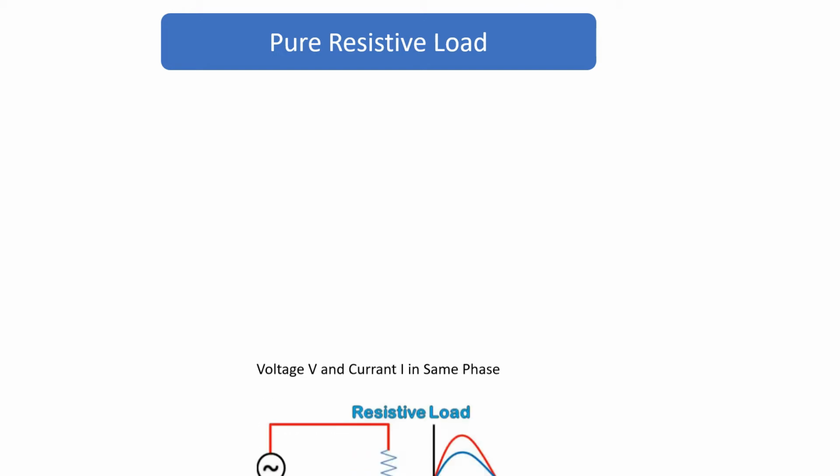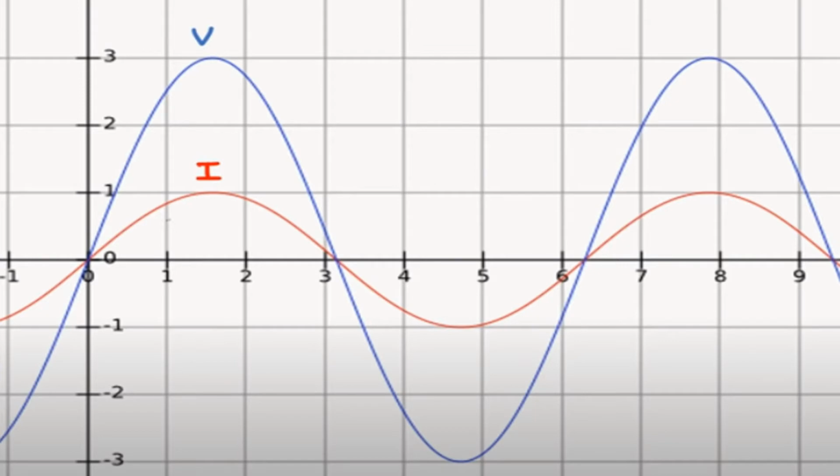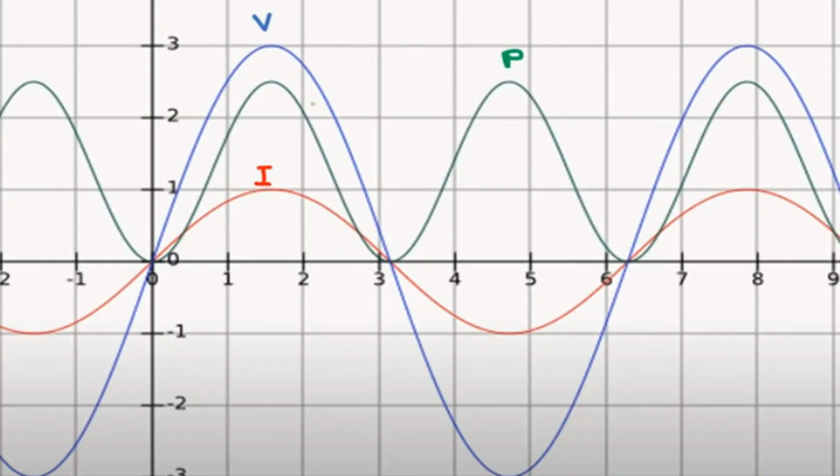Now understand the load. The first load, pure resistive load. In pure resistive load, the angle between voltage and current is the same. In other words, the voltage and current are in the same phase. Now consider this graph of voltage and current in a pure resistive circuit, where the voltage and current are in the same phase. So power will be the product of voltage and current and always remains positive. See the graph, the power in the green line always remains positive.